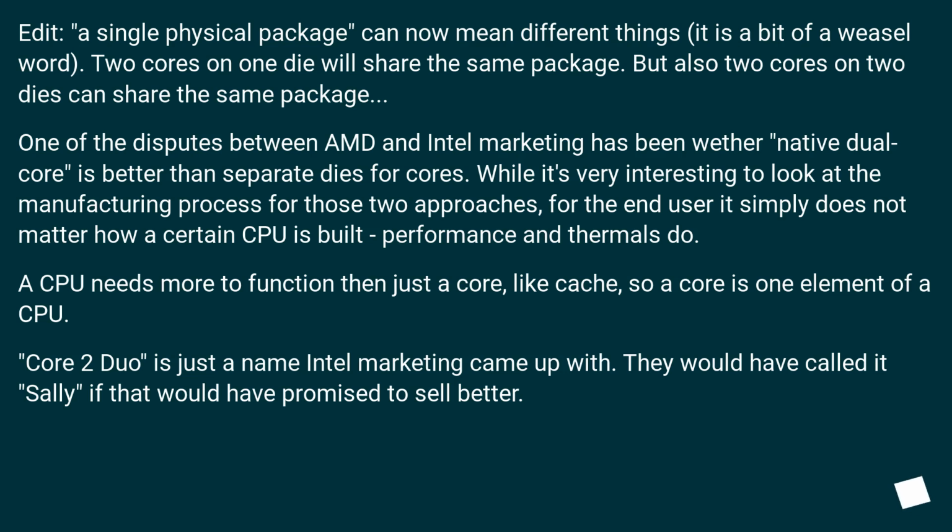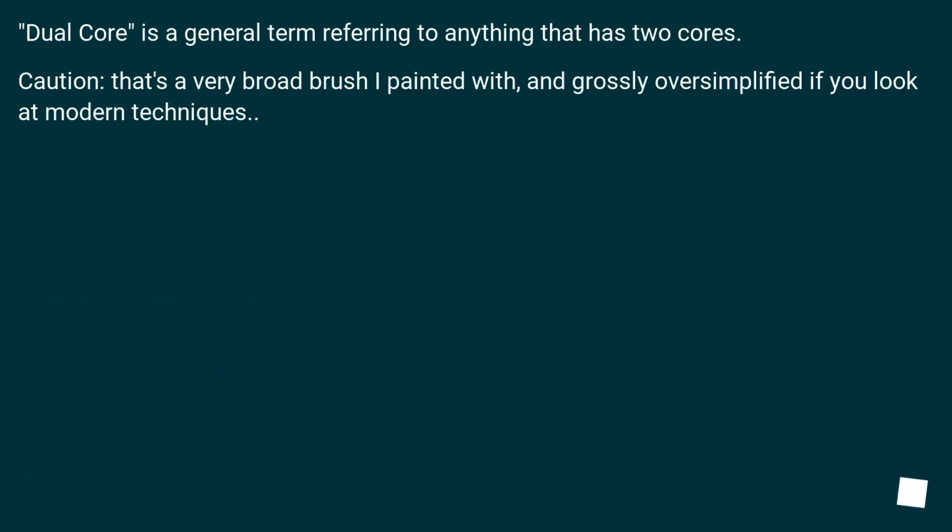A CPU needs more to function than just a core, like cache, so a core is one element of a CPU. Core 2 Duo is just a name Intel marketing came up with. They would have called it Sally if that would have promised to sell better. Dual core is a general term referring to anything that has two cores. Caution, that's a very broad brush I painted with, and grossly oversimplified if you look at modern techniques.